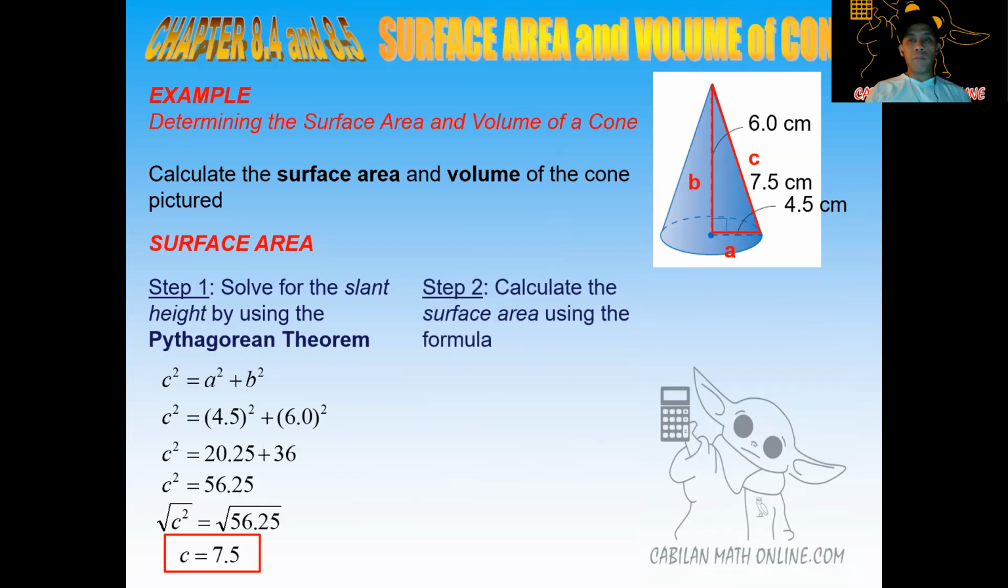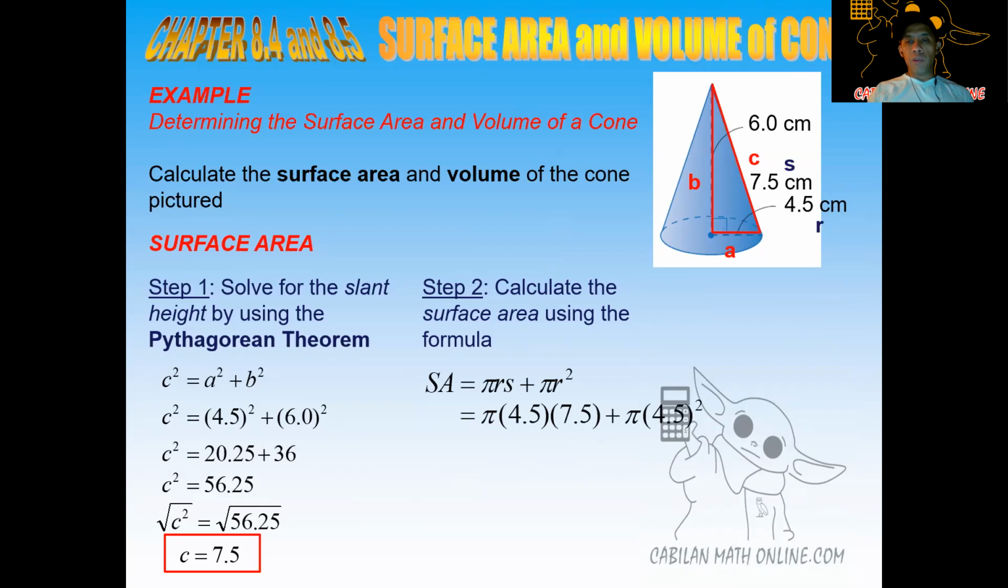So next thing, use a formula, put the numbers in. Now you notice that the radius here is the 4.5, because the radius is the distance from the center of the circular face to the edge of it. And even though we labeled it as C for the Pythagorean theorem, for the formula for the surface area of a cone here, that 7.5 will represent the S, or slant height.